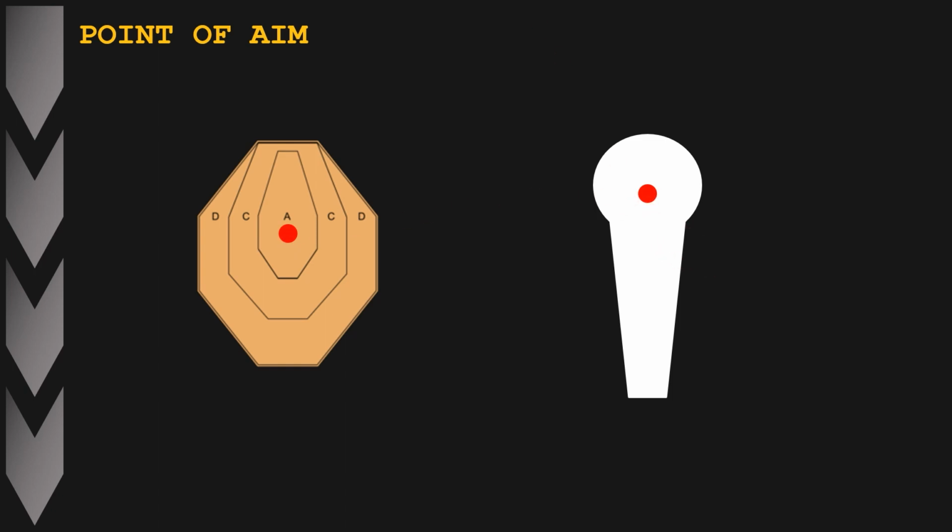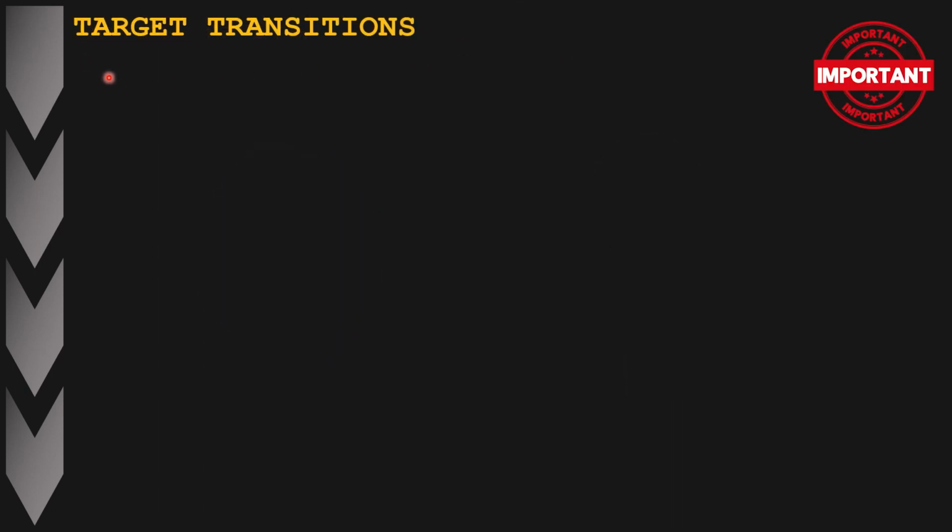The second side step I want to make is on target transitions. If you want to know more, I recommend that you watch another video I made, which is called How to Improve Your Shooting Flow 1, in which I dig in much deeper into target transitions. So this is just a quick recap.